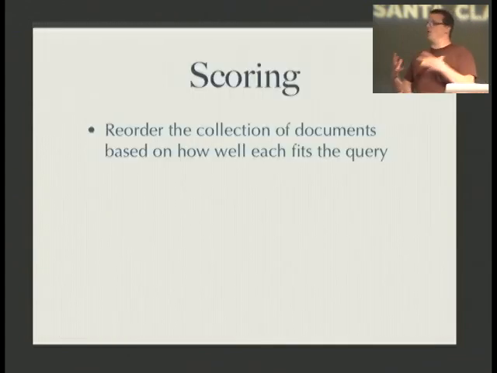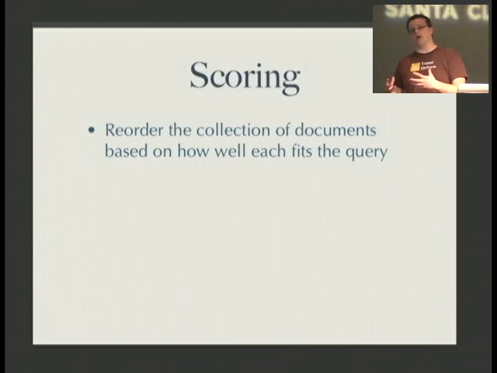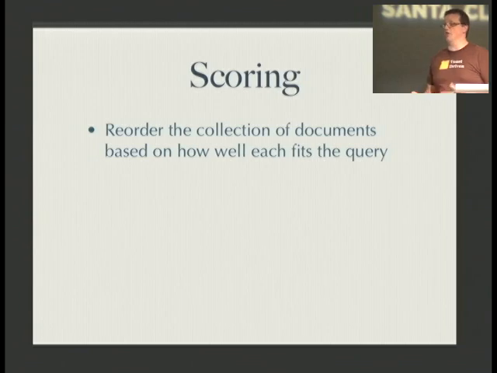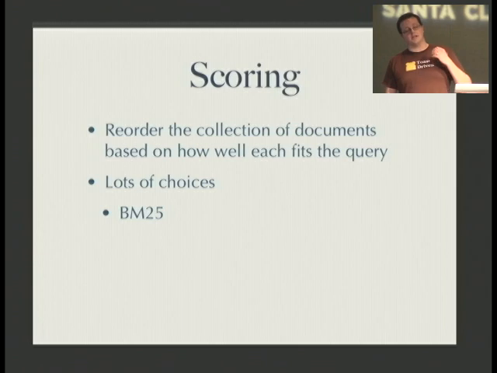Finally, where we're at now is we've got a user's query, we've tokenized it, we've made terms, we've gotten all the results together, but they're out of order. They have no meaningful order for the query that we generated. So what we're going to do with scoring is reorder that collection so that it means something based on the user's query. There are tons and tons of choices of scoring algorithms.